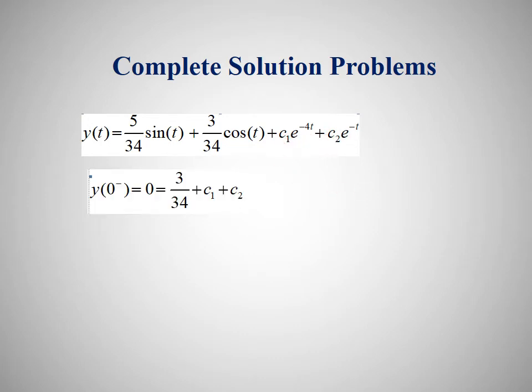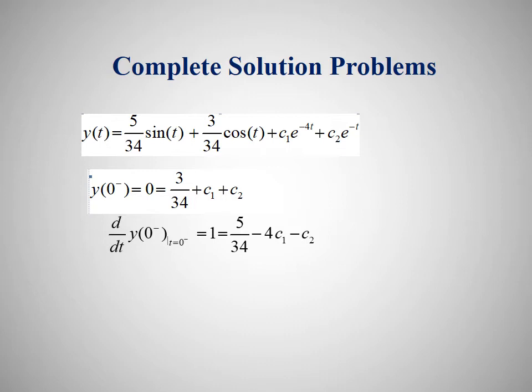In order to obtain the values of c1 and c2, let us try to substitute the values. At t equal to 0, sin 0 is 0, cos 0 is 1, so we get 3 by 34 plus c1 e power minus 4t, when t is 0, e power 0 is 1, so plus c1 plus c2. This is how we have got the first value.